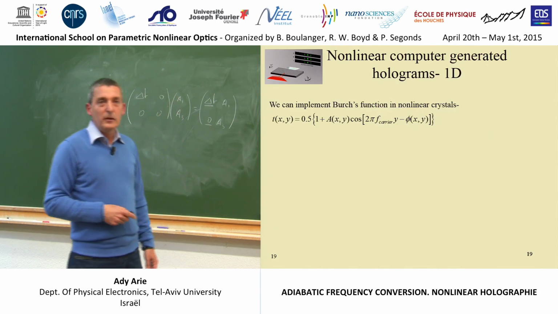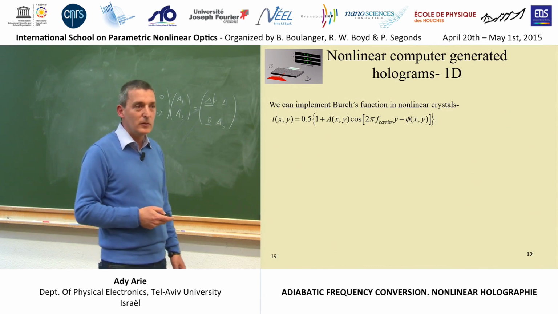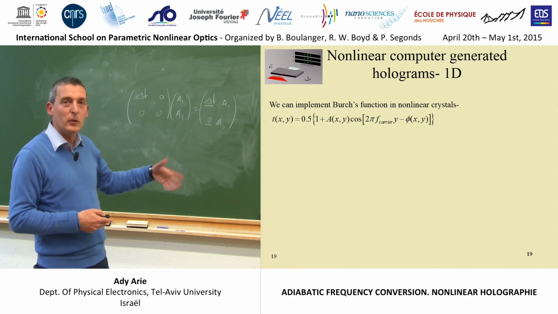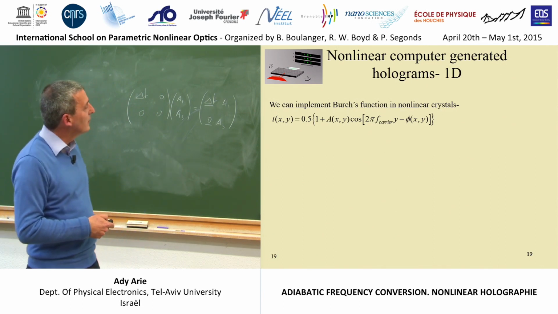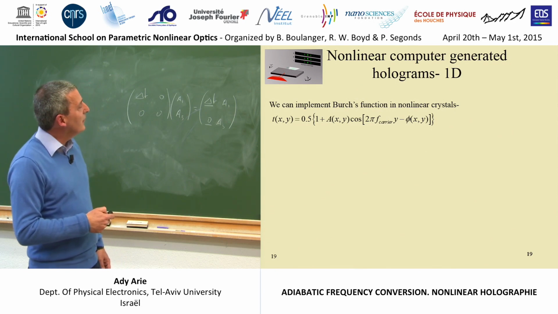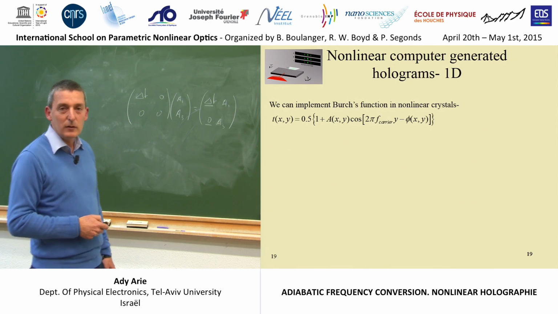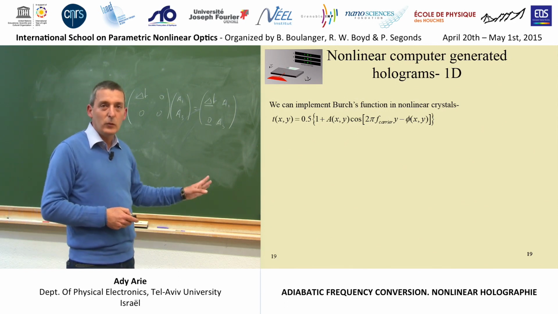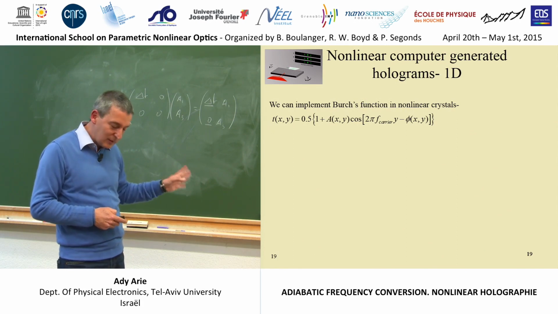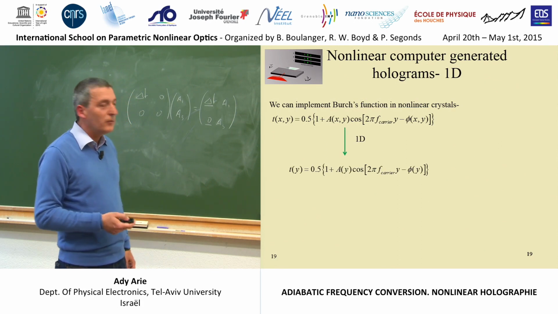Okay, so now we have all the ingredients to make a full hologram, both amplitude and phase. I'll show you some examples. As I progress, it will be more and more difficult. So let's start with a simple 1D case. Again, this is what I wrote before. But I remind you, with a nonlinear crystal, I have only two crystal axes that I can modulate. So I have to sacrifice one of them.